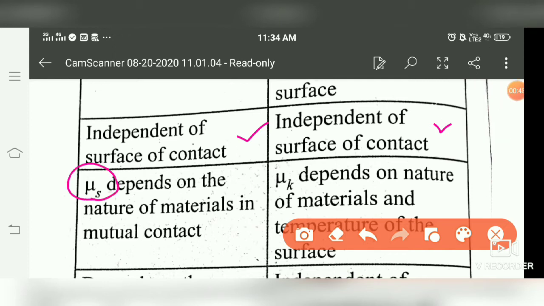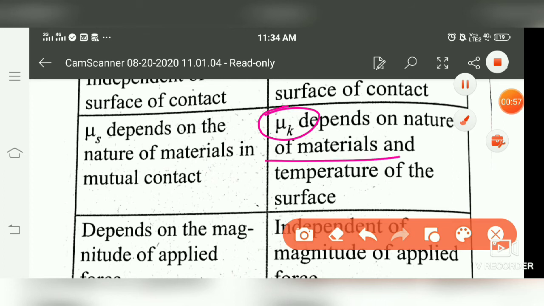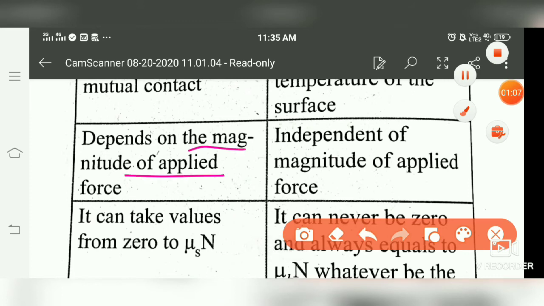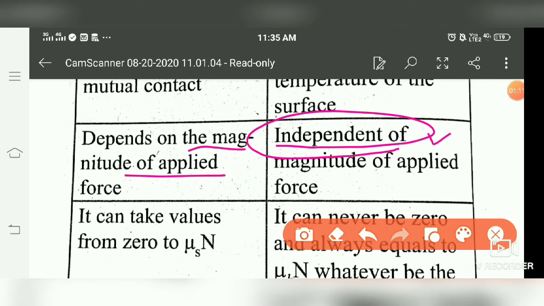Where coefficient of static friction depends upon the nature of material in mutual contact, mu k, the coefficient of kinetic friction, also depends upon the nature of material. Apart from it, it also depends upon the temperature of the surface. With more temperature, the value of mu k changes accordingly. It has nothing to do with the magnitude of applied force. Means it is independent of the magnitude of applied force.